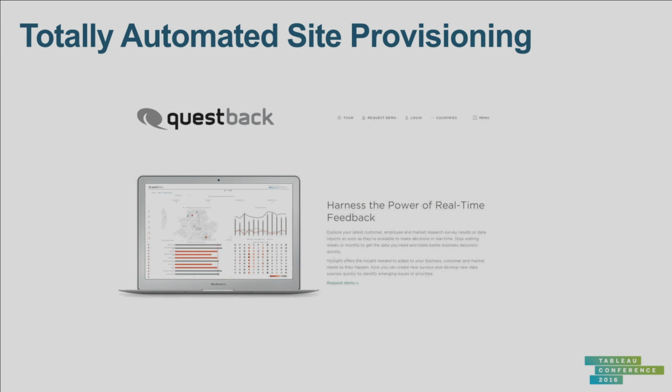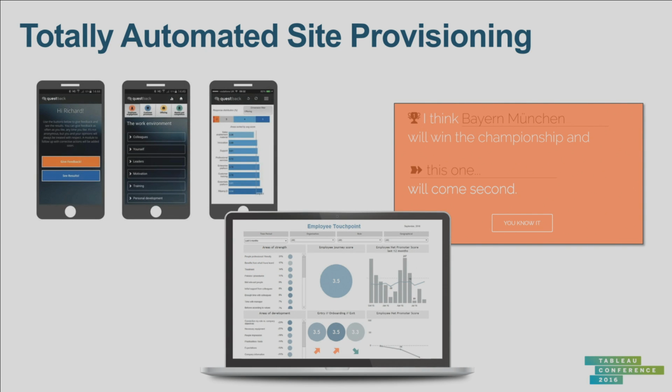Then Questback. Questback is a mixture of a partner and a customer based out of Germany. They are doing feedback. And feedback is a tough environment to be in, as you may be aware, because there are many open source things out there. So they have a couple of USPs, and one of them is that they offer real-time feedback in just a couple of minutes. So let's do an example.